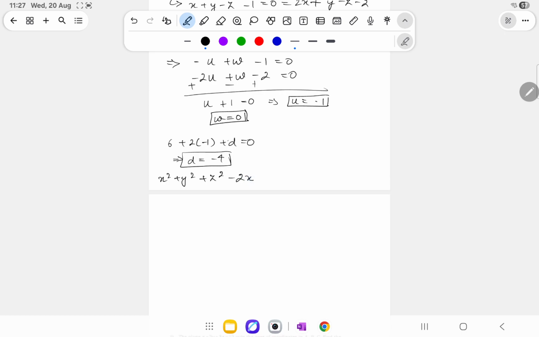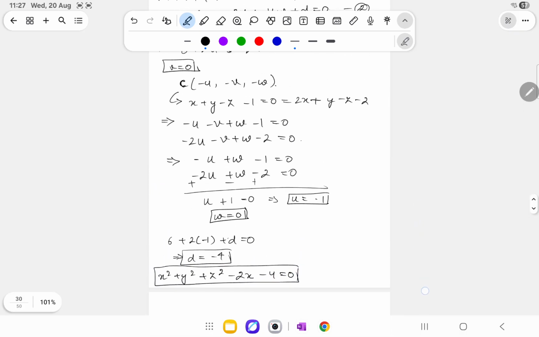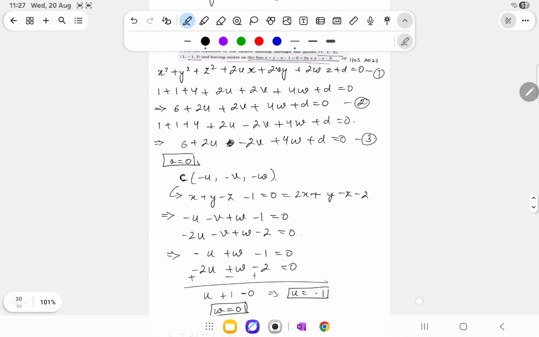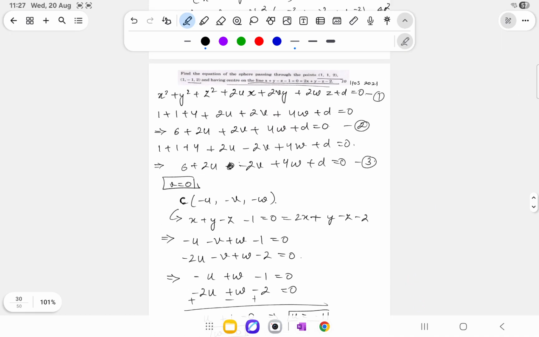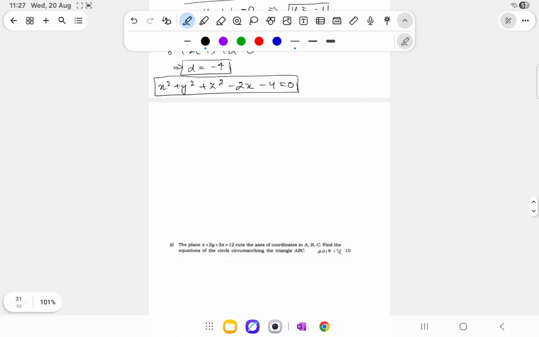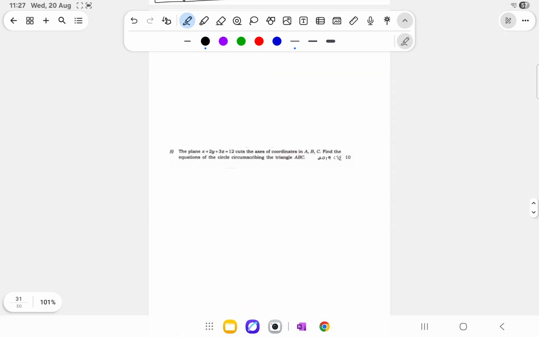V and w are 0, so minus 4 equals to 0. So this is my required equation of sphere whose center lies on the given line and it is passing through these points. So let's move on to next question.